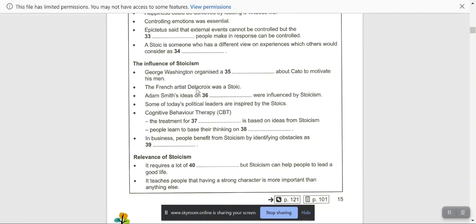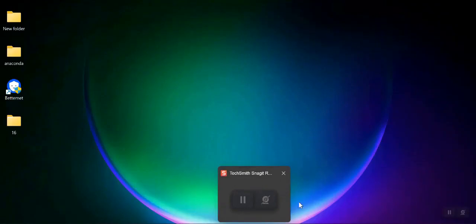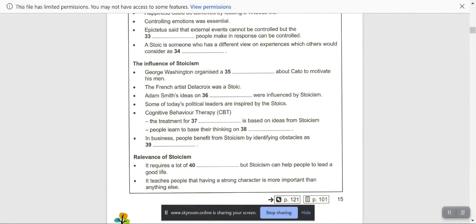Writers and artists have also been inspired by the Stoics. Eugene Delacroix, the renowned French Romantic artist, known best for his painting Liberty Leading the People, was an ardent Stoic, referring to it as his consoling religion. The economist Adam Smith's theories on capitalism were significantly influenced by the Stoicism that he studied as a schoolboy, under a teacher who had translated Marcus Aurelius's works.